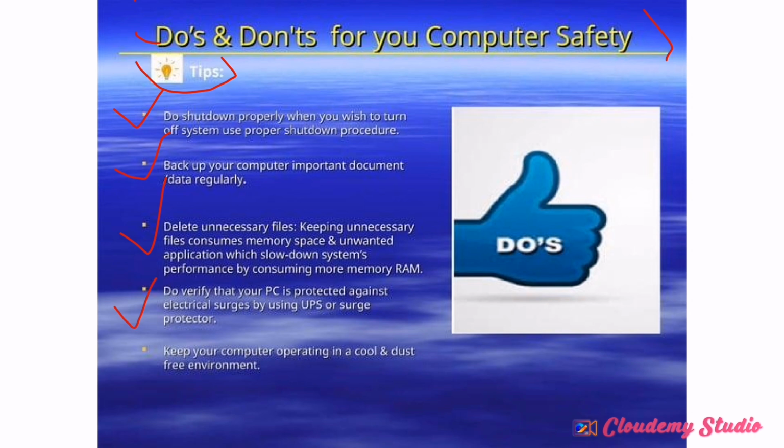Do verify that your PC is protected against electrical surges by using a UPS or surge protector. You need to make sure that your computer is connected with a power saver or a backup power. More especially those of you that work in stationeries, in the offices, make sure your computer also has backup power in case power goes off unexpectedly. When you have a power outage, you need a backup to give you time to save your information or data that you are working on.